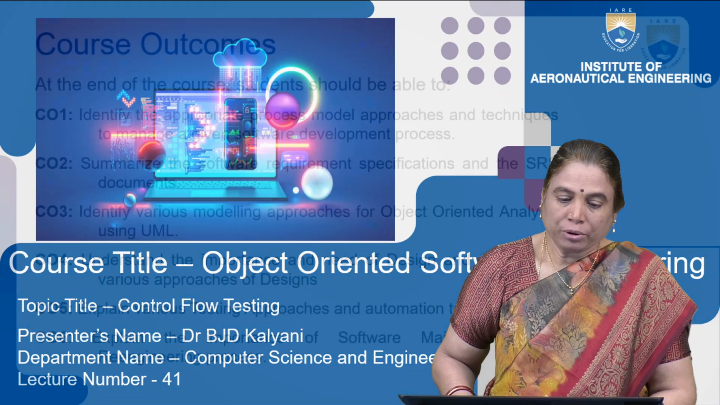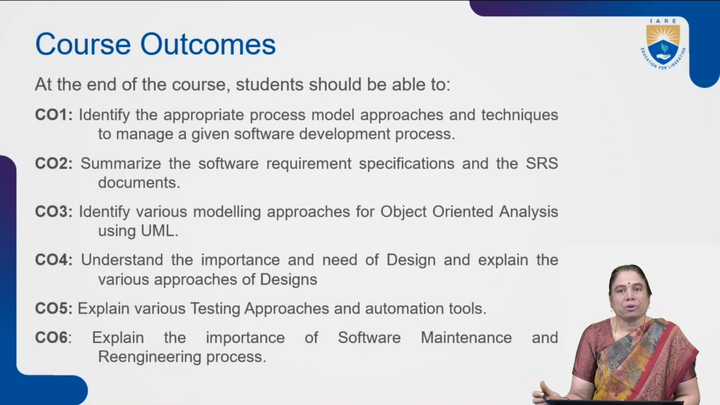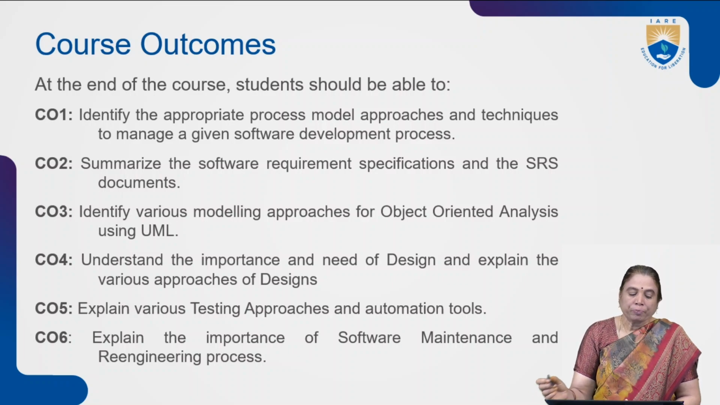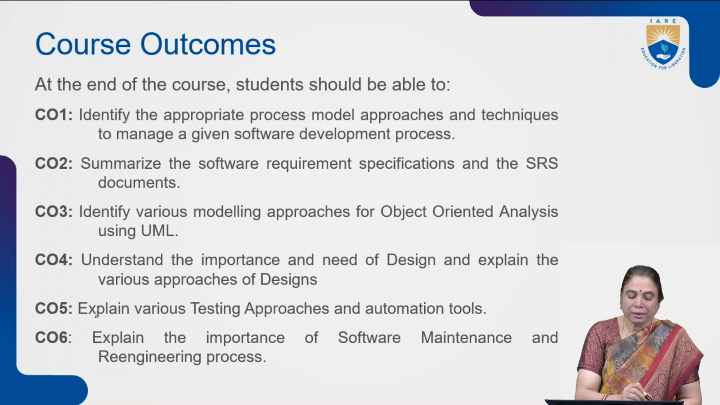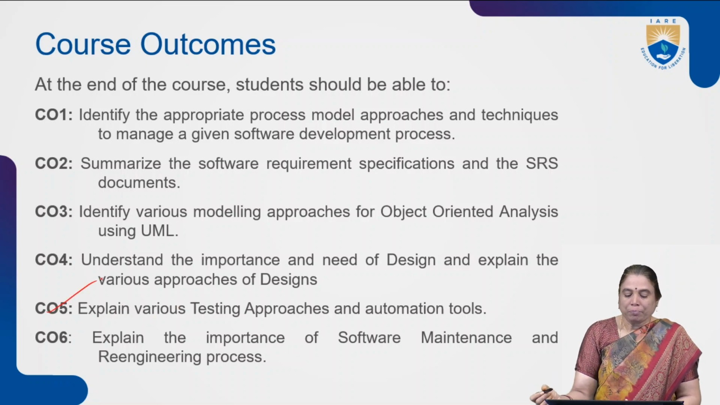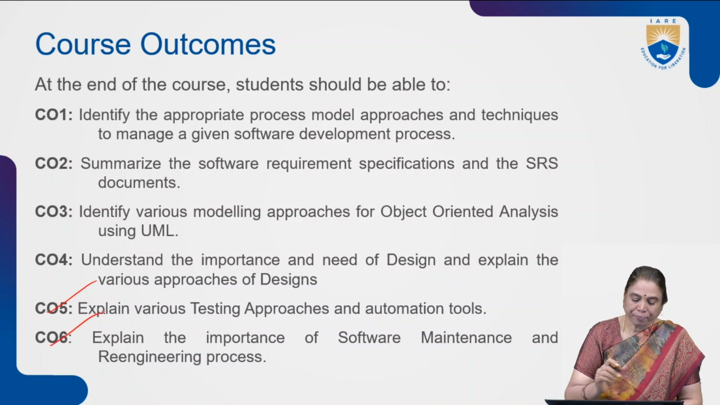The course outcomes of Object-Oriented Software Engineering consist of 6 outcomes. The topic is mapped to two course outcomes, CO5 and CO6. CO5 is to explain various testing approaches and automation tools. CO6 is to explain the importance of software maintenance and re-engineering process.